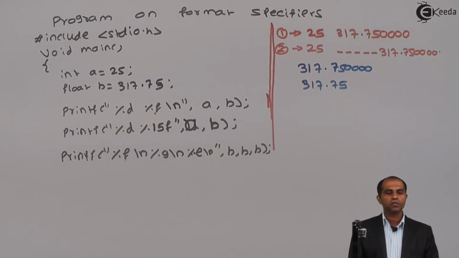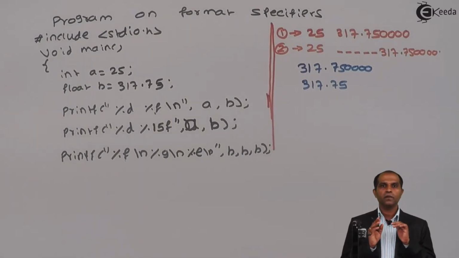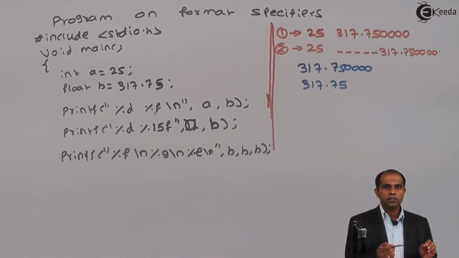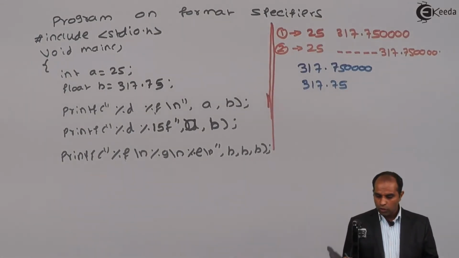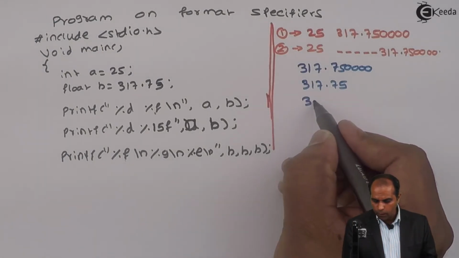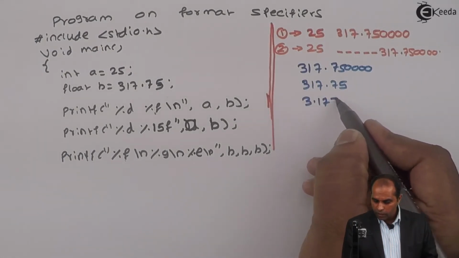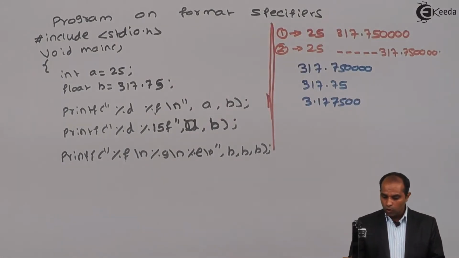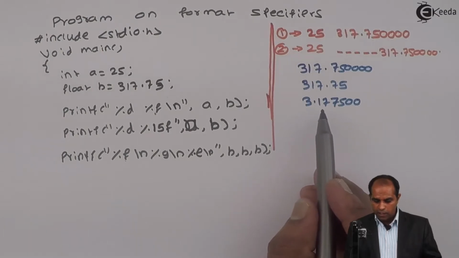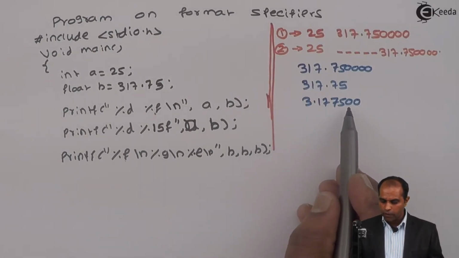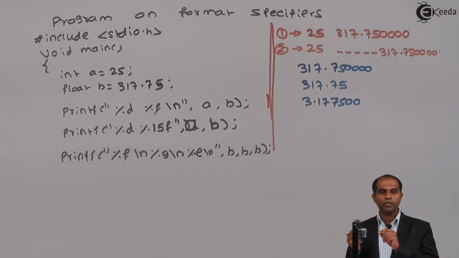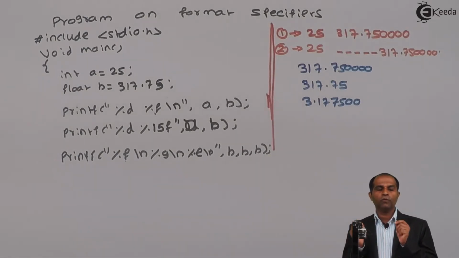But the rule says that for exponential format there has to be only one digit before the decimal point. So I have to adjust this decimal point towards the left-hand side. So the number which is going to be constructed is 3.1775, and I'll put two zeros. So the number is now constructed as 3.177500.